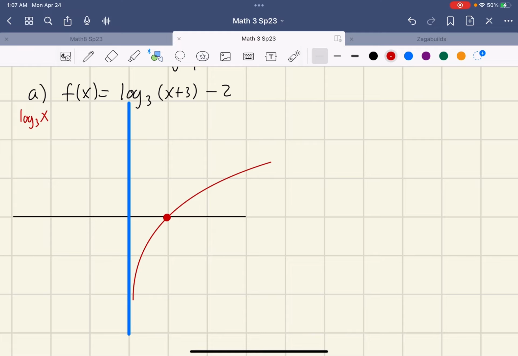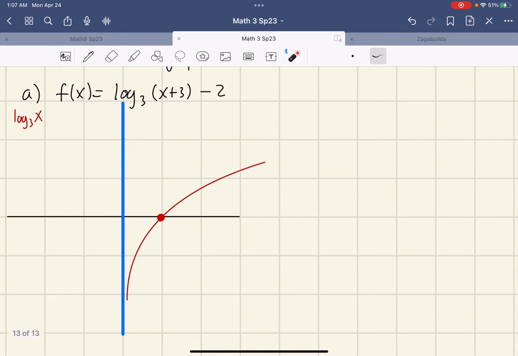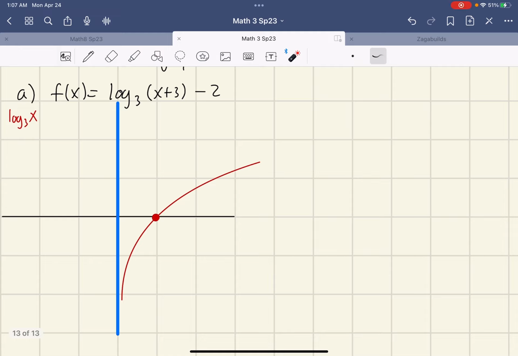Now, similarly to when we were doing transformations to the exponential, where we had to be careful with our horizontal asymptote, for the logarithm you have to be careful with this vertical asymptote, because if you move this vertical asymptote up or down, it stays in the same place.